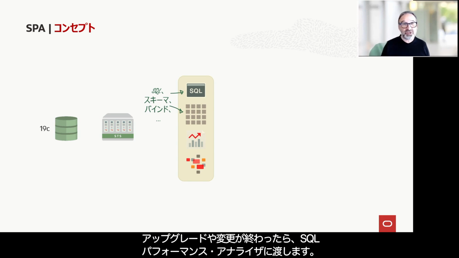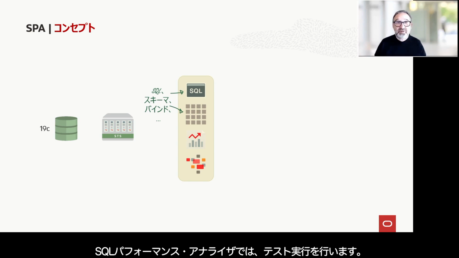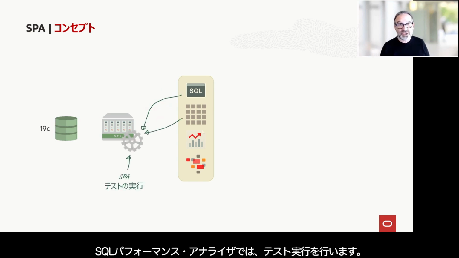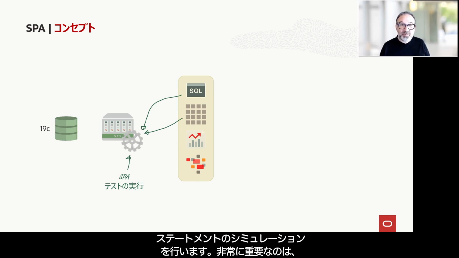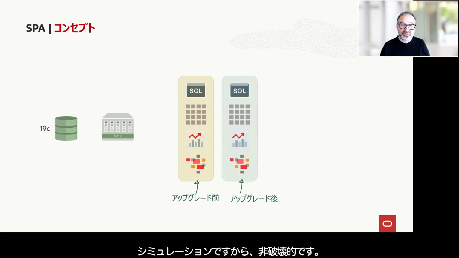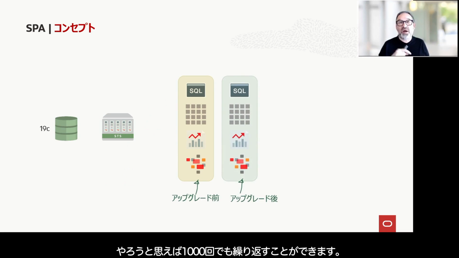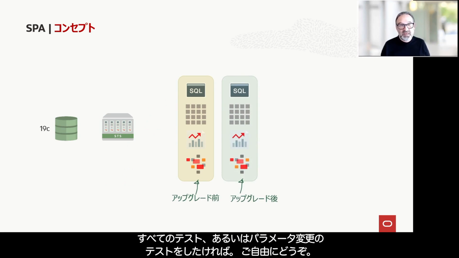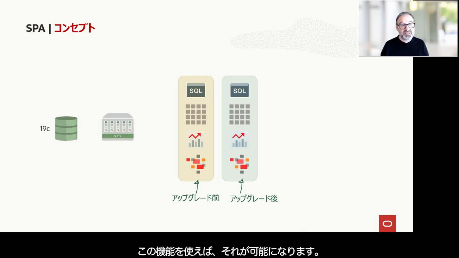And what do we do with this SQL tuning set? After upgrade, after change, we give it to the SQL Performance Analyzer. And the SQL Performance Analyzer does now a test execution. It simulates these statements. Very important, it's a simulation. It's non-destructive. We can repeat this now 1,000 times if we want to. If you want to test all init.ora parameters through, feel free. This feature allows you doing that.